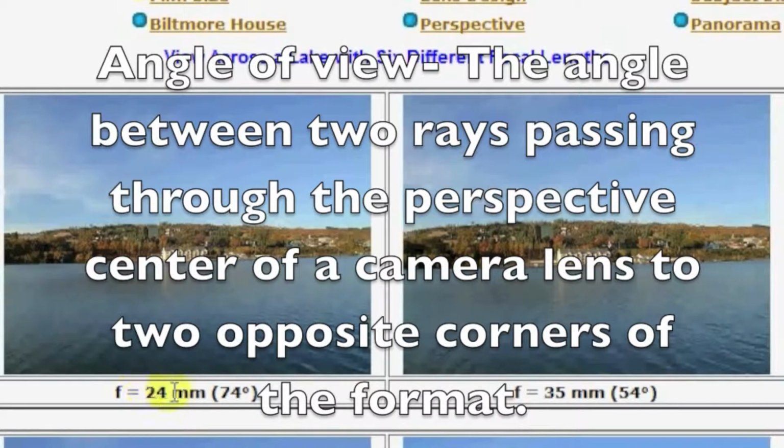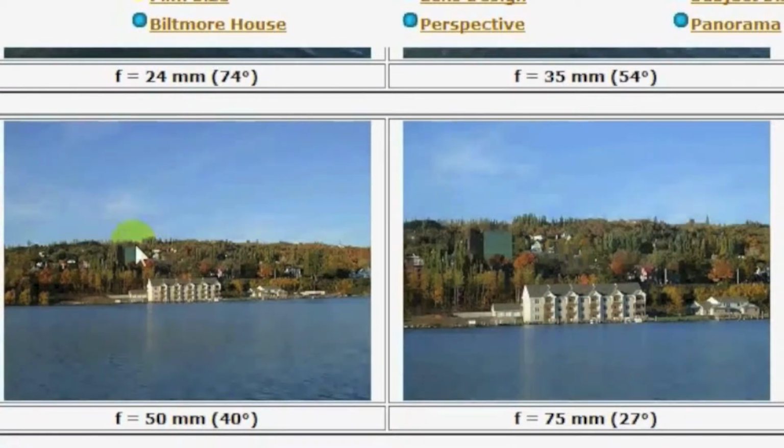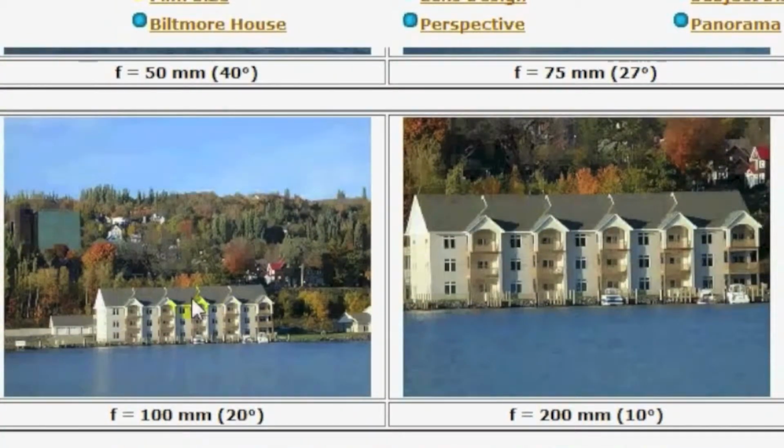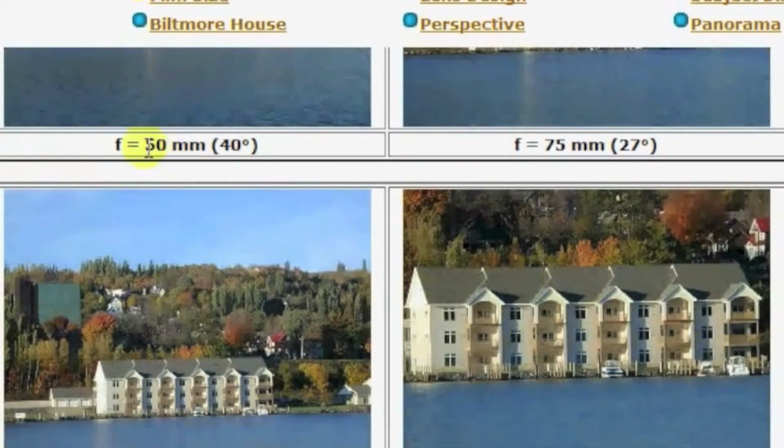Angle of view, the angle between two rays passing through the perspective center of a camera lens to two opposite corners of the format. Here, telephoto, so as we proceed by increasing the focal length, the angle of view gets smaller and smaller. Notice that when you go from 100 millimeters to 200, you double the focal length and halve the angle of view. Notice that when we went from 50 to 100, the same thing happened.